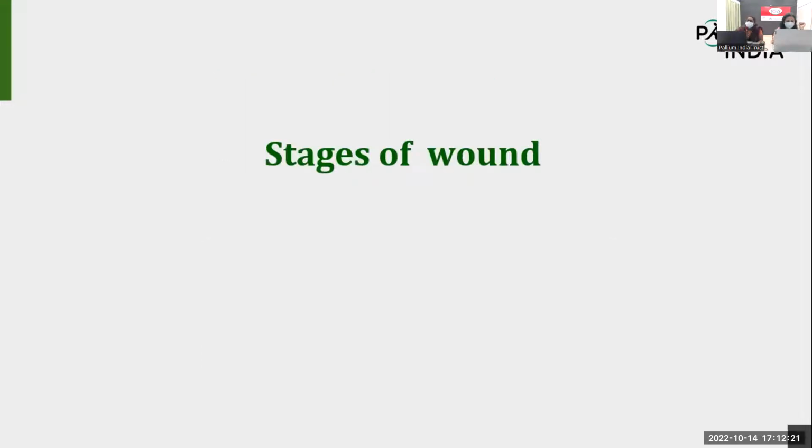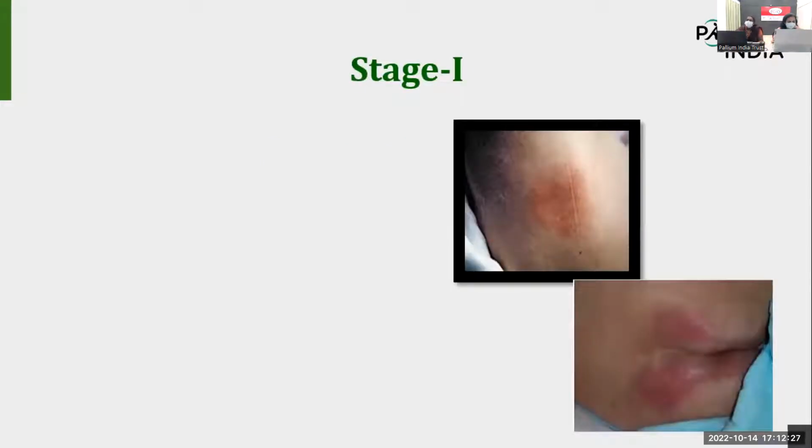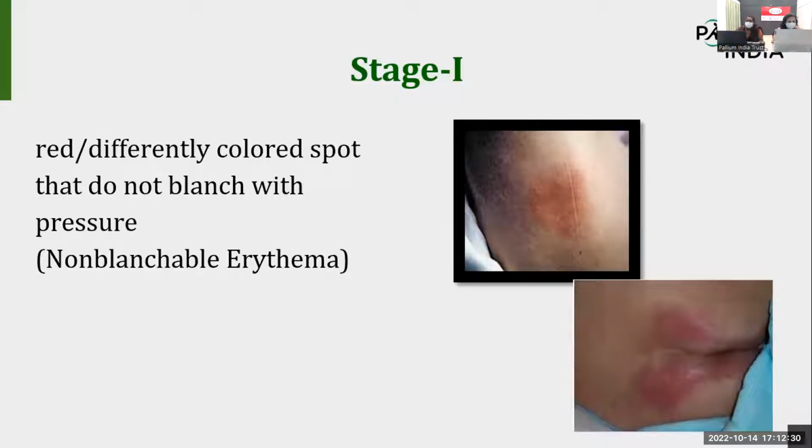Coming to the stages of wound, there are 5 stages of wound. The first one is non-blanchable erythema. So this is the first stage. If you have seen this kind of redness or color change, usually when we turn the patient from one position to another position, if you have seen this kind of discoloration, you can apply your finger pressure on that area.